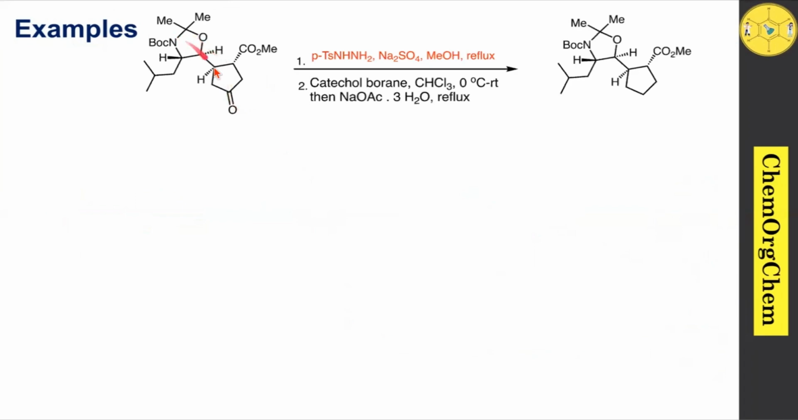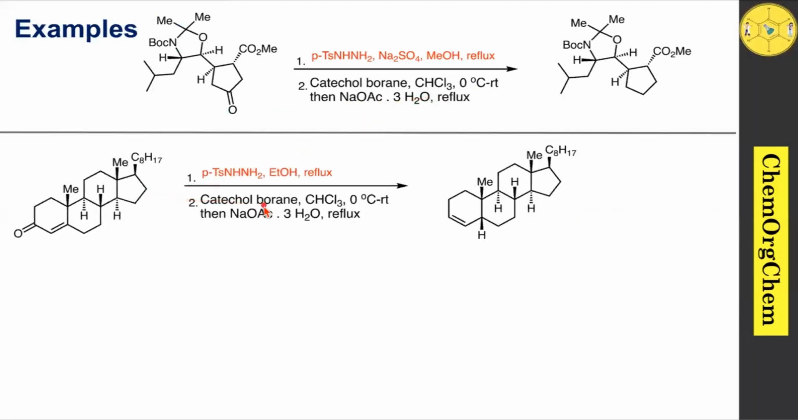So this is the first example. A ketone can be converted into the corresponding alkane product by using catechol borane and chloroform with sodium acetate. This is another example. Initially this alpha beta unsaturated ketone reacts with para-toluene sulfonyl hydrazide, followed by reaction with catechol borane under sodium acetate basic condition, which produces this corresponding product with alkene transposition.